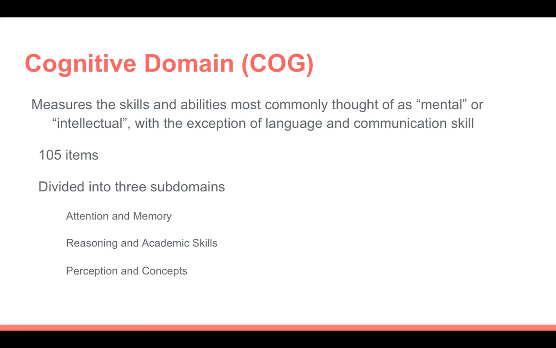Reasoning and academic skills is a 35-item subdomain, and it assesses critical thinking skills that a child may need to perceive or solve problems. This includes things such as matching colors, demonstrating skills in math such as addition or subtraction. And perception and concepts is a 40-item subdomain, and it assesses an infant's active sensory motor interactions with the immediate environment. Examples would be comparing objects based on physical features and relating objects and events based on a specific time or place.